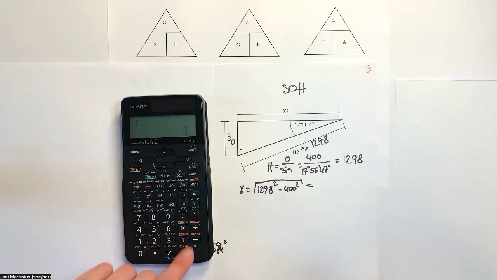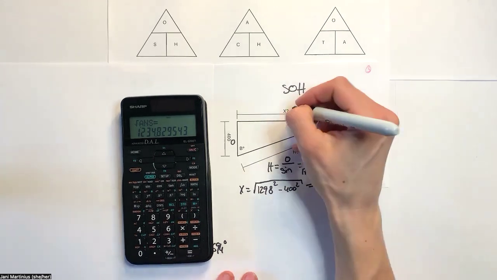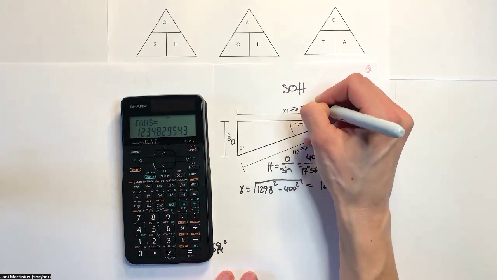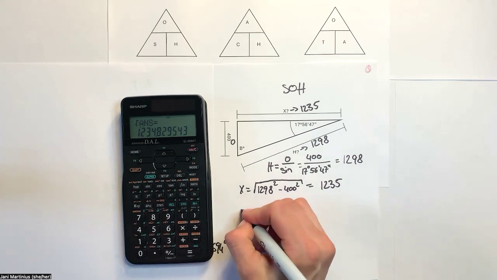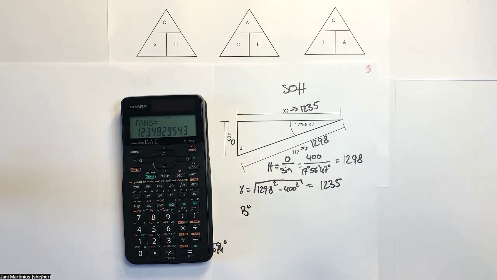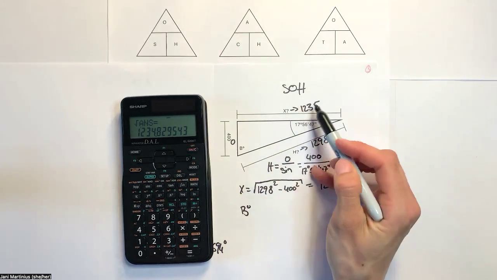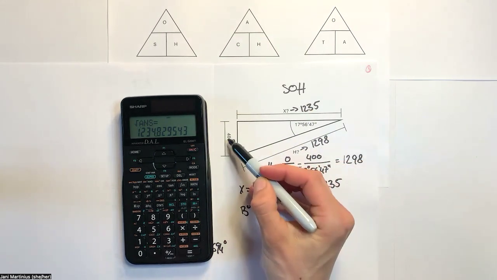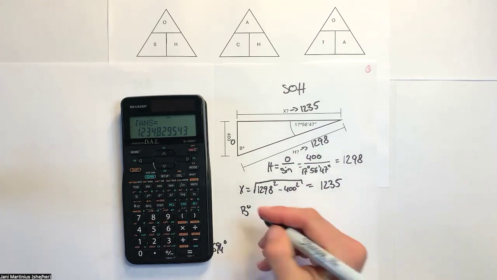gets me the square root, gets me to 1235. Awesome. Fantastic. Now we have one more thing we want to find out. We would like to know what angle B is. So if we want to stick with the SOH, what do we need? So this is the angle. For the SOH, we need an opposite side, which we now have, because this would be considered our adjacent. And we need the hypotenuse, which we also have. So hooray.